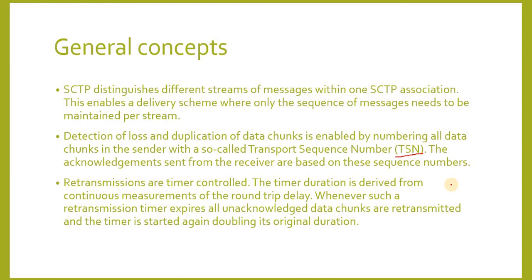Retransmissions are timer controlled. The timer duration is derived from continuous measurements of the round-trip delay. Whenever such a retransmission timer expires, all unacknowledged data chunks are retransmitted, and the timer is started again, doubling its original duration. When a receiver detects one or more gaps in the data chunks, each received data chunk is acknowledged by sending a selective acknowledgement, SAC, which reports these gaps to the sender. Whenever the sender receives 4 consecutive SACs reporting the same data chunk missing, this data chunk is immediately retransmitted. This method is known as fast retransmit.